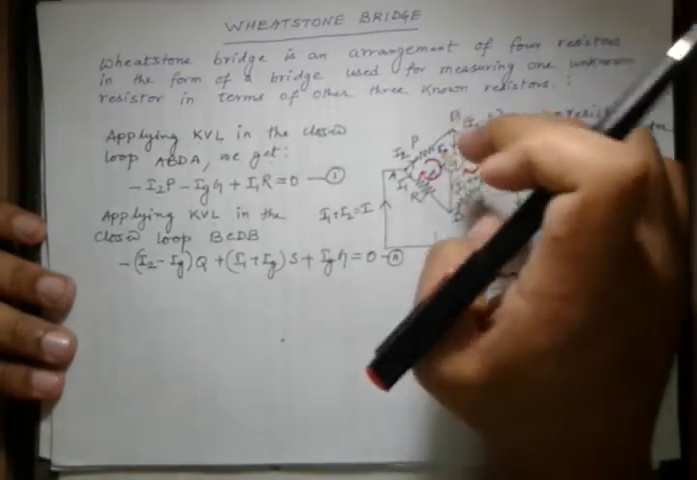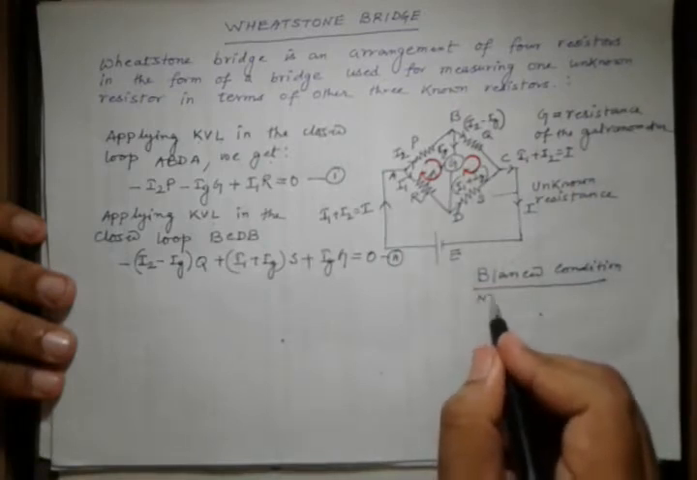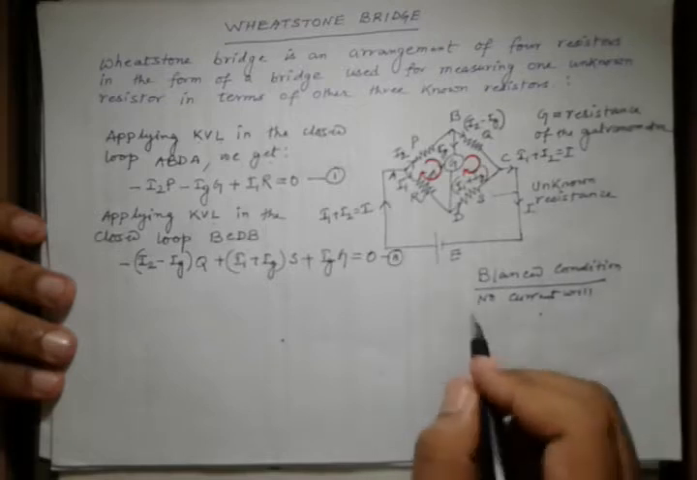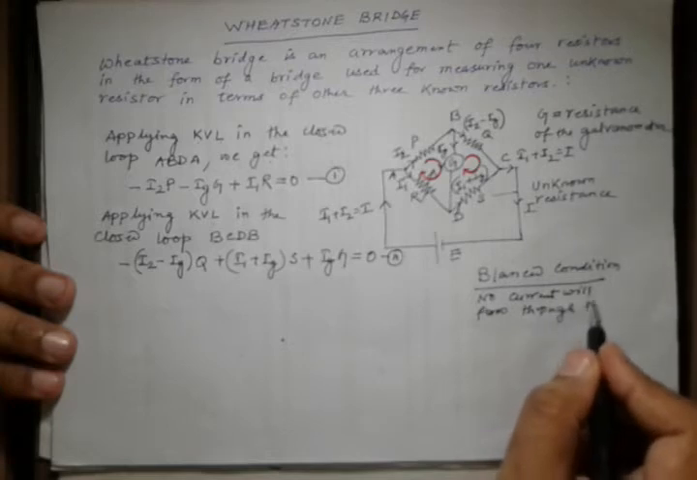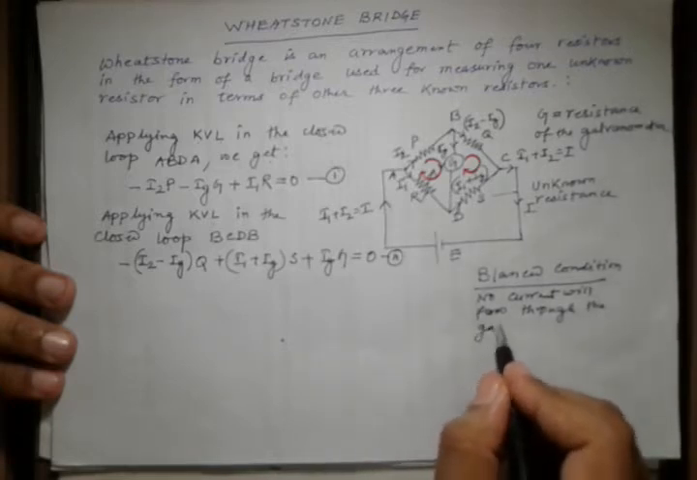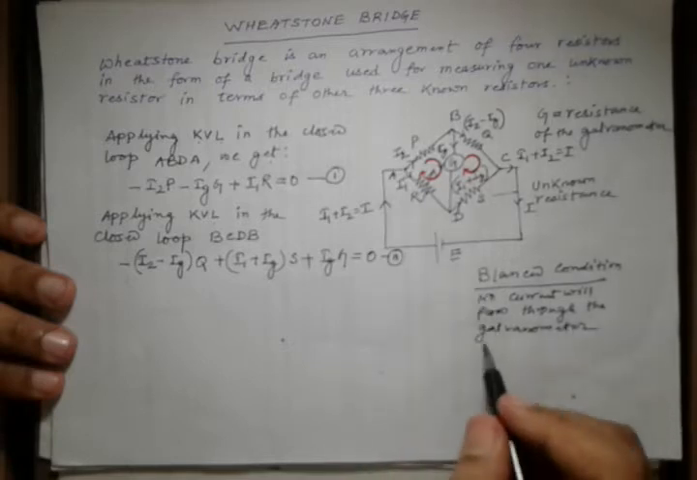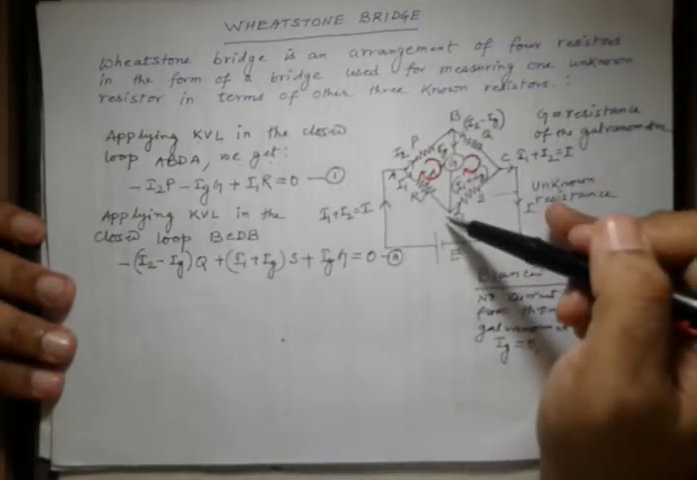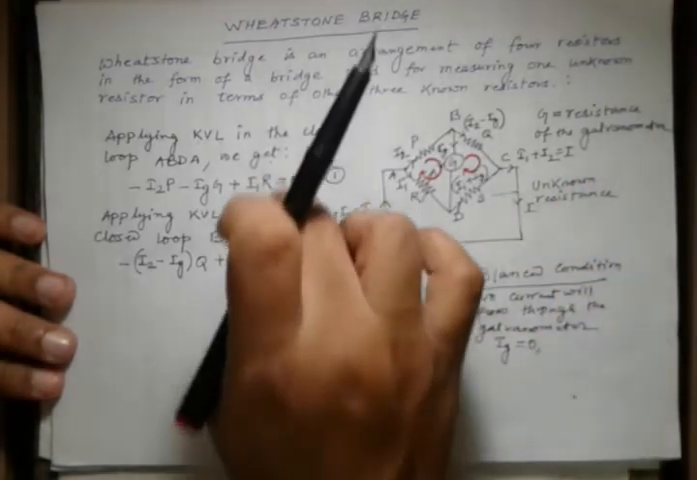So what I said, in the balance condition, no current will flow through the galvanometer. So what you can write from here is that Ig will become 0. Why? Because the potential at B and the potential at D will be the same. So Ig is 0. Now we'll put this value Ig equal to 0 in these two equations.